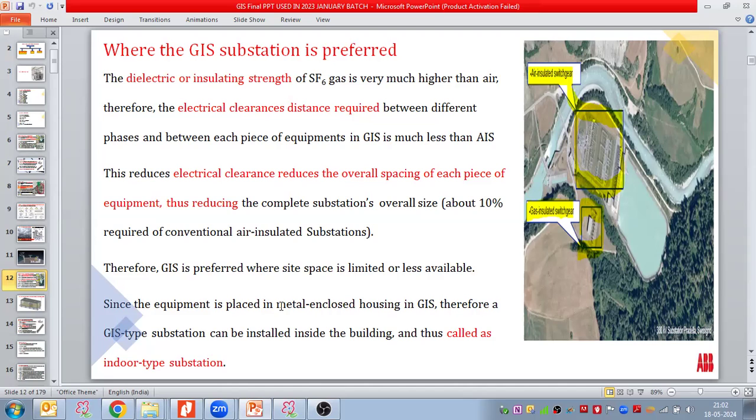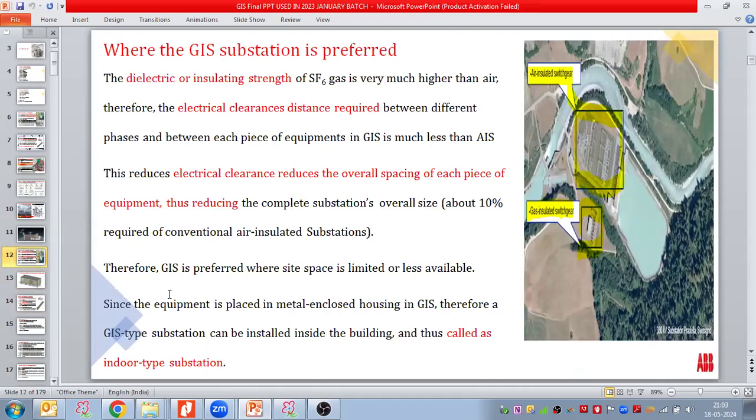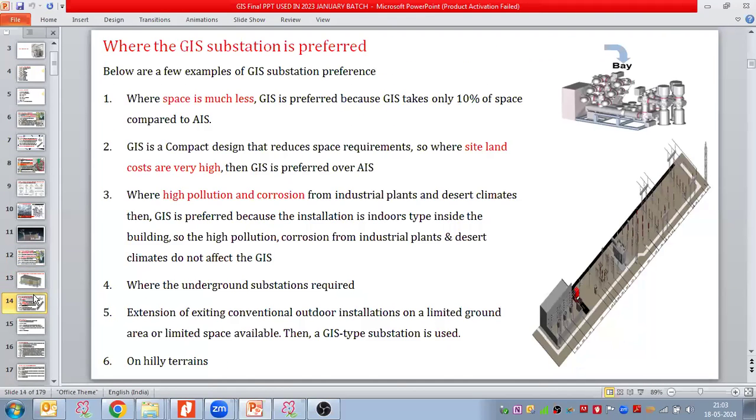Since the equipment is placed in a metal enclosed housing in GIS, a GIS substation can be installed inside a building, and thus it is called an indoor type substation. Sometimes we can install GIS in an underground basement as well. Here is one example of a GIS substation installed inside a building, which we call an indoor type substation. Where space is limited, at those locations it is preferred to use GIS type substations.